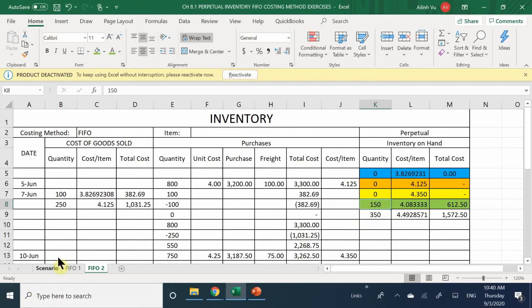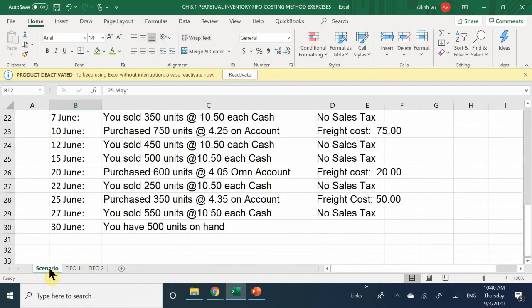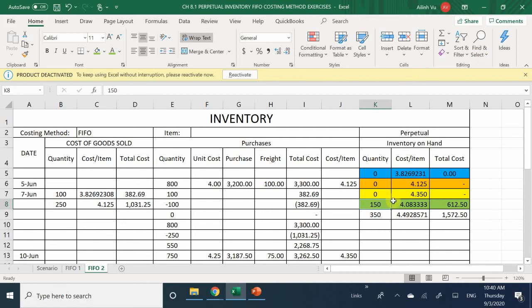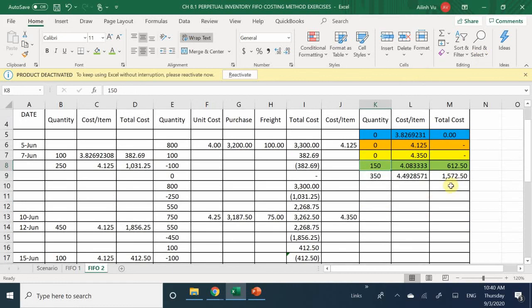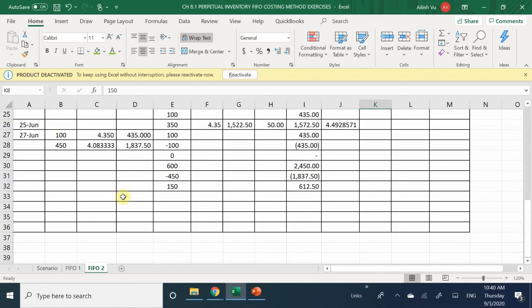So let's go ahead and confirm our last batch of information. On June 30th, you should have a total of 500 items on hand. And let's verify that. Does 150 plus 350 equal 500? Yes, it does. Now, what you can do is at the very end, when you reach the end of the period, you can total up your inventories here. So I can put total here.